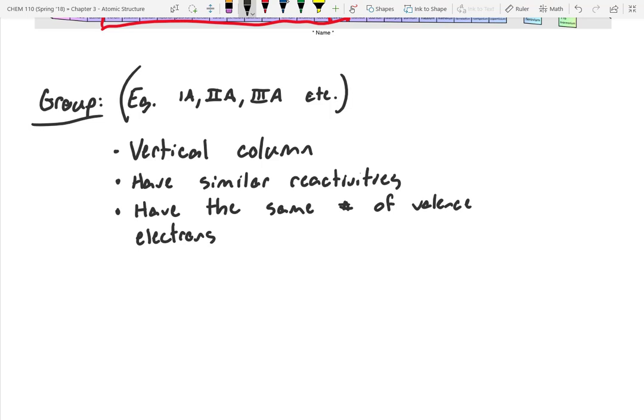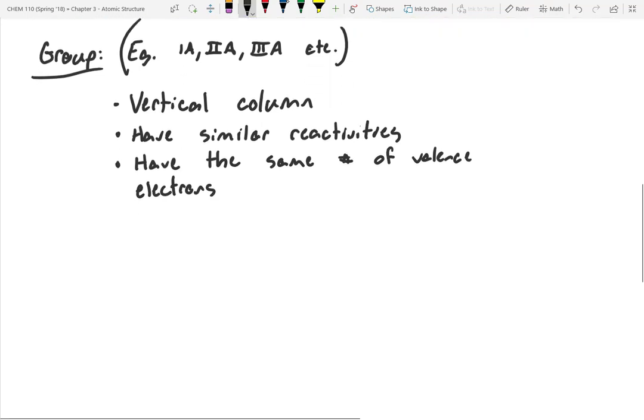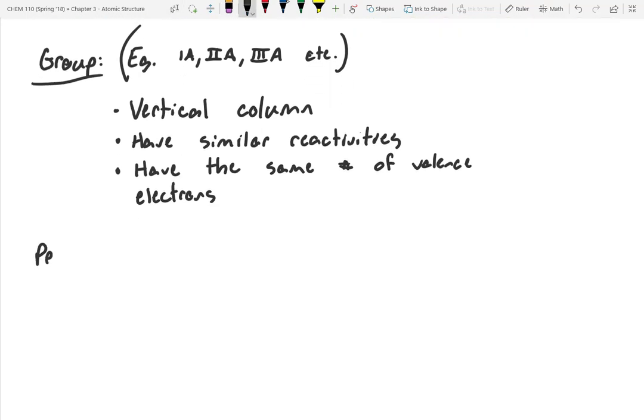This is different than a period in the periodic table. A period is a horizontal row. So if you look at the periodic table, the numbers on the far left-hand side are the period. So period 1 is for hydrogen and helium, period 2 is for lithium, beryllium, boron, and so on. And in this case, they have radically different reactivities.